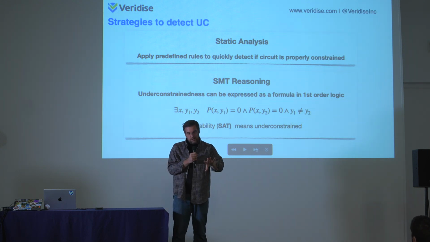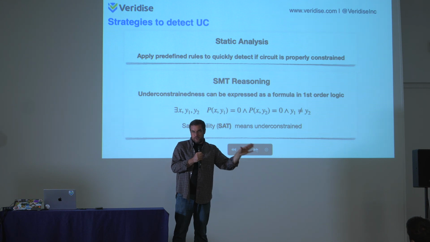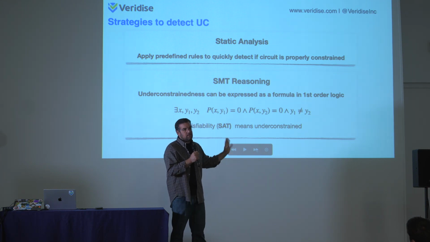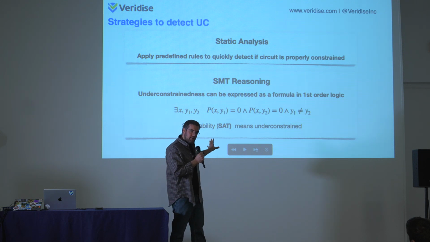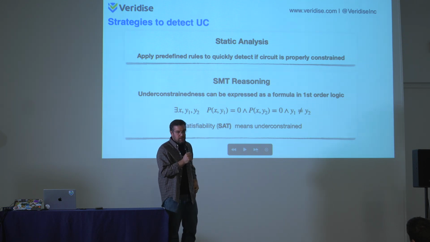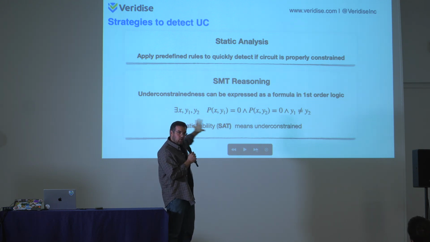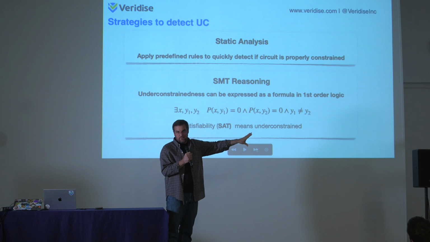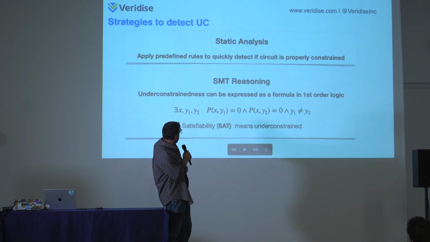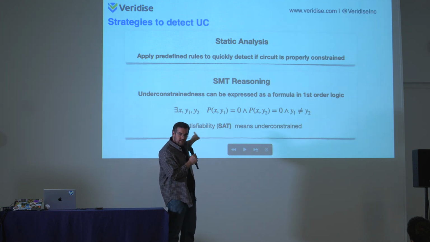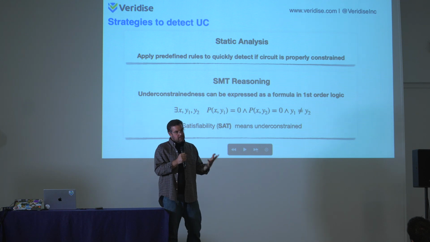So for a given input, you should not be able to have two different outputs in general, and it can happen. This might be required by construction, but in general, this is a point that hints at there being a vulnerability. So basically, you have to check whether this formula in logic is satisfiable. If I can find assignments to X, Y1, and Y2, such that the truth value of this is true.